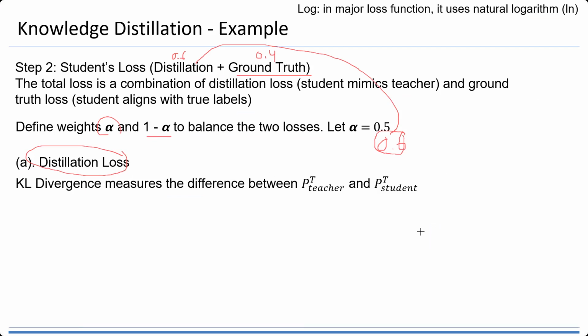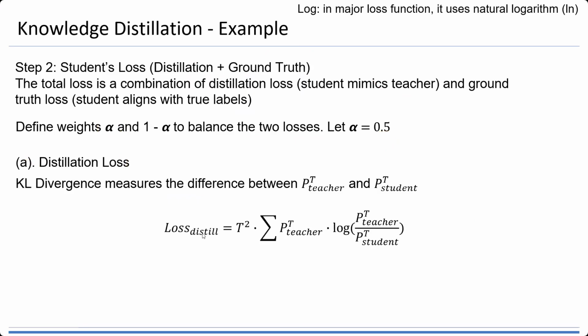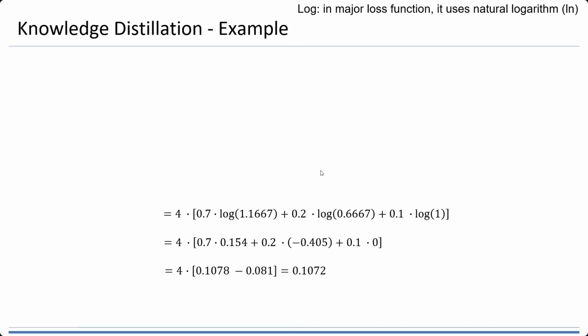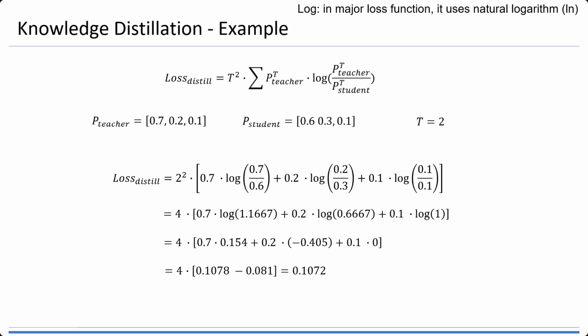Now let's do this with the KL divergence between the teacher and the student. So the distillation loss we can apply with the KL divergence. It means T to the power of 2, the temperature, multiplied by the sigma of the output from the teacher model, multiplied by the log of the teacher model divided by the student model. So you can get it like this.